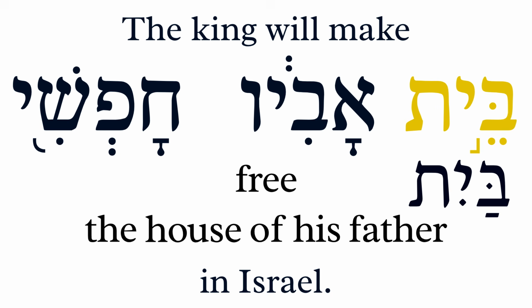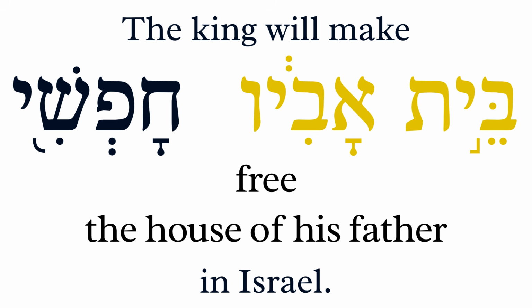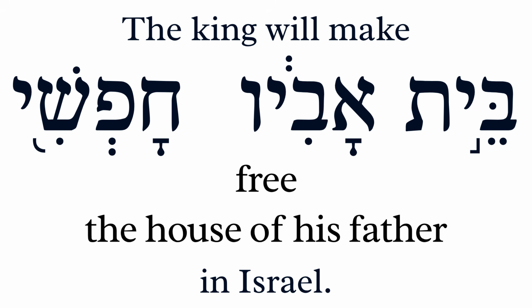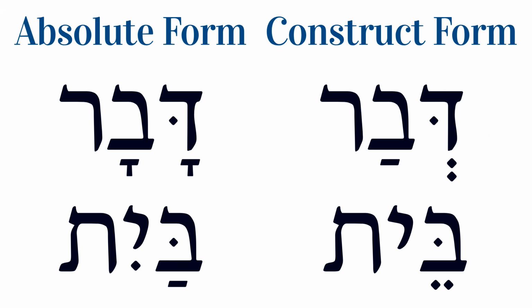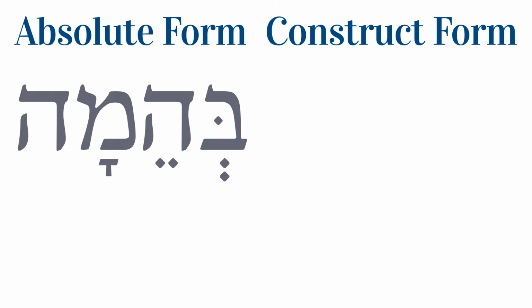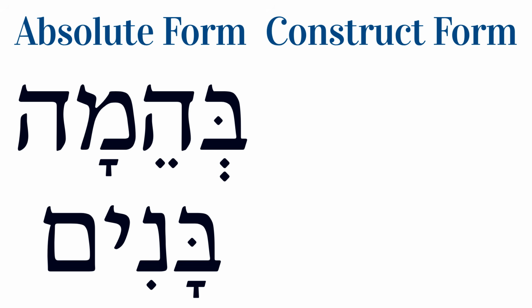Beit, house of. Beit aviv, the house of his father, will be free in Israel. So those are some examples of the vowels changing in the construct form of a word. There are two cases, two endings, that will change their letters when a word ending with them is put in construct form. The endings a and im.